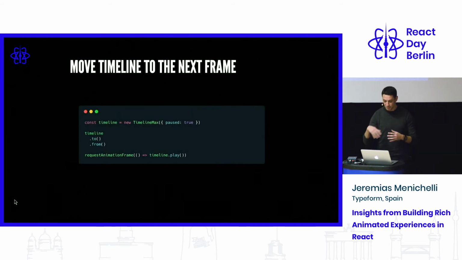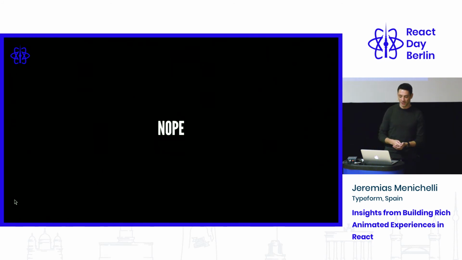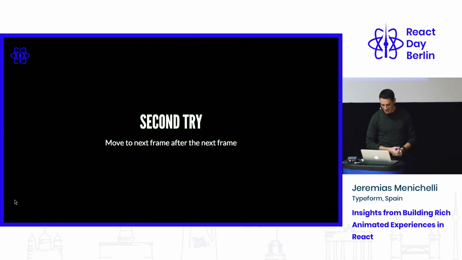So back to us. Let's move this timeline play to the next frame. Super simple. You just create a new function with the timeline play execution in it, and you pass it to requestAnimationFrame. And that's it. We pass the timeline to the next frame. But it didn't work, of course. I was still executing the application on staging, and it wasn't working, because it's web development, so it's never easy.